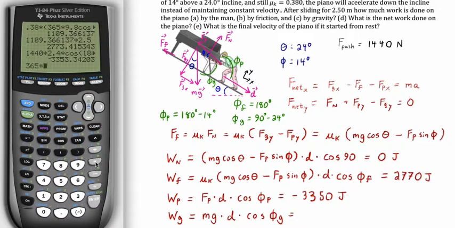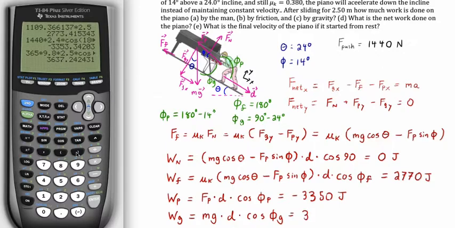So times 9.8 and times 2.5. Not to make that mistake again, forgetting the displacement. And then times cosine of phi g, so cosine of 90 minus 24. Close the parentheses, get our value. So we've got that gravity is doing positive work.